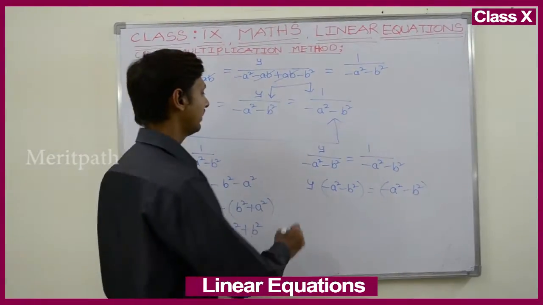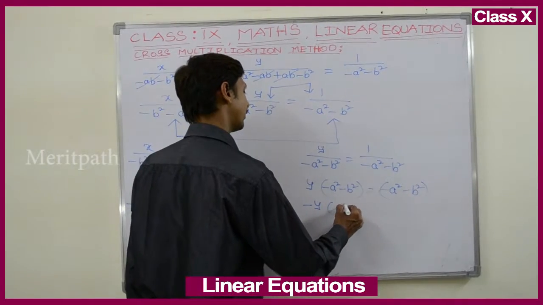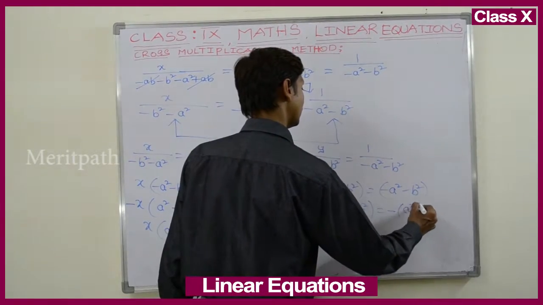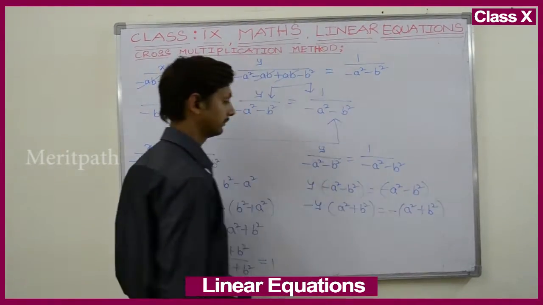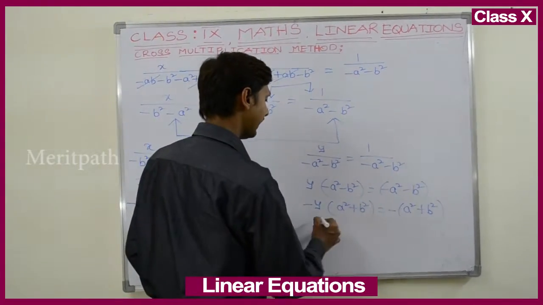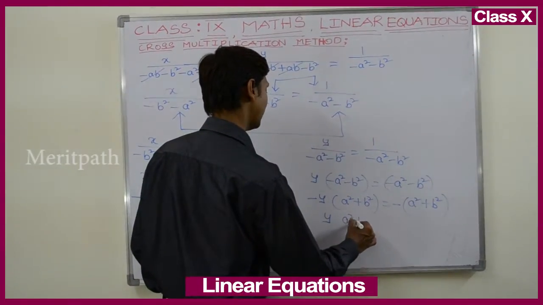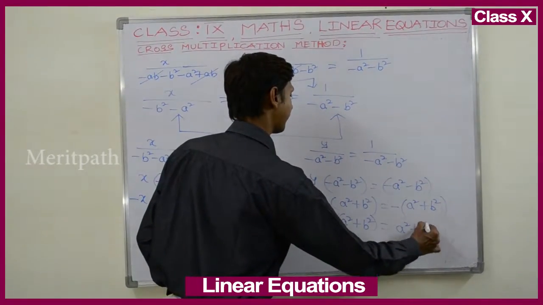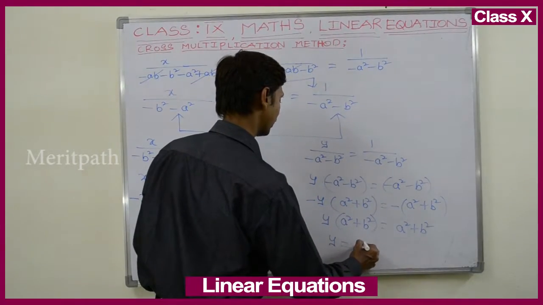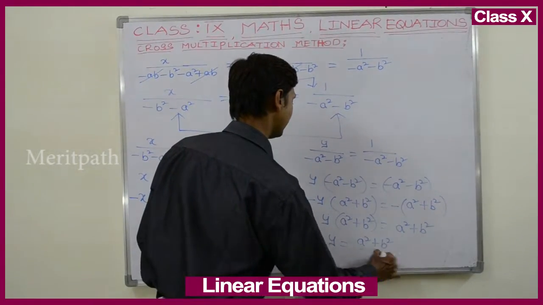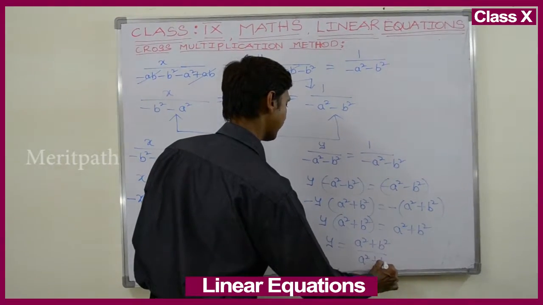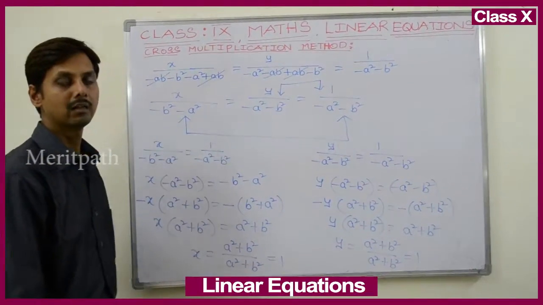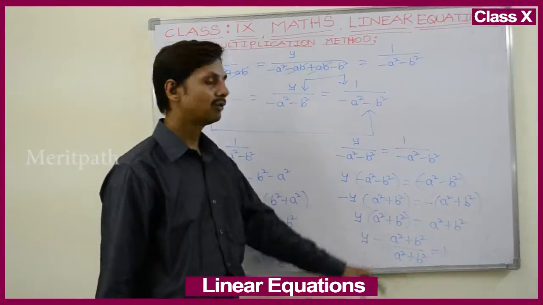So here, when we take minus common, minus (a square plus b square), minus we have taken common, that is a square plus b square. Cancel minus on both sides, we get y into (a square plus b square) equals a square plus b square. The value of y is equal to a square plus b square divided by a square plus b square. After cancellation of this, we will get the value 1 because both the values are the same.